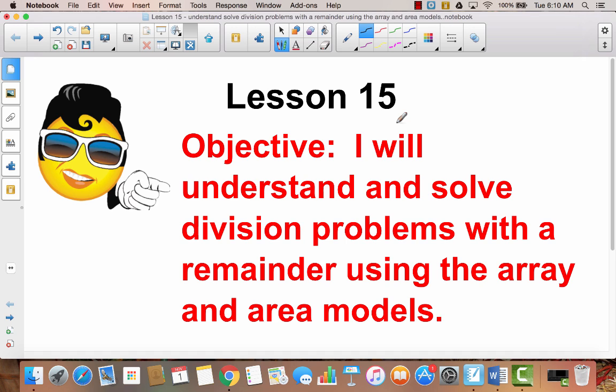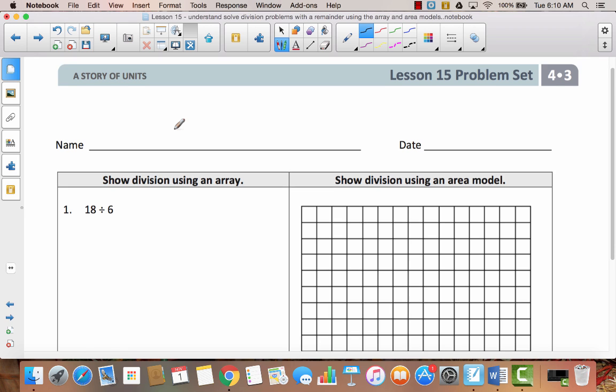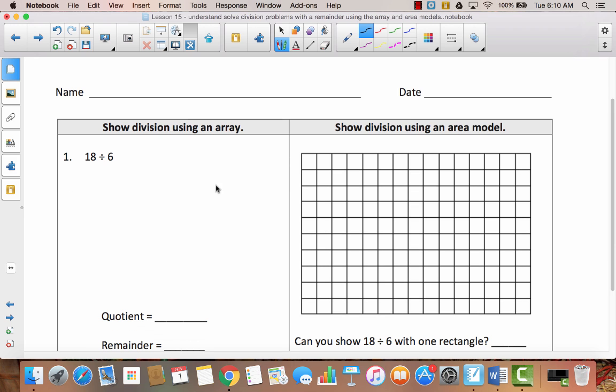Lesson 15, I will understand and solve division problems with a remainder using the array and area models. All right, so let's take a look at our problem set. Go ahead and write your name at the top of your problem set, and then let's begin with the array model, just like we did in Zern.